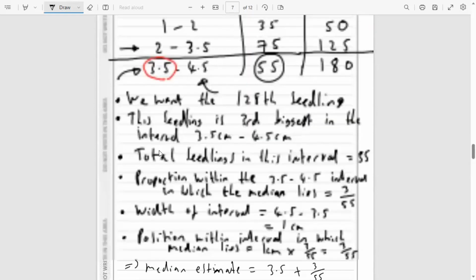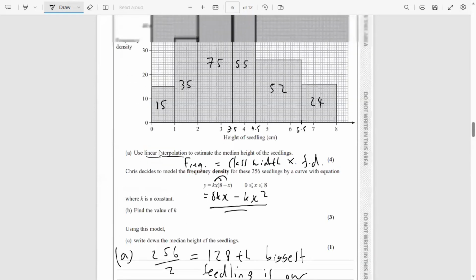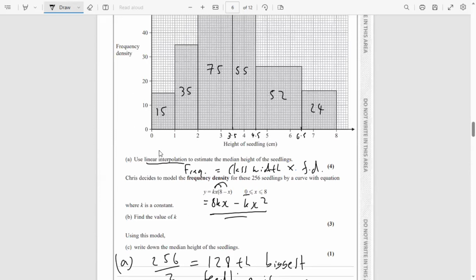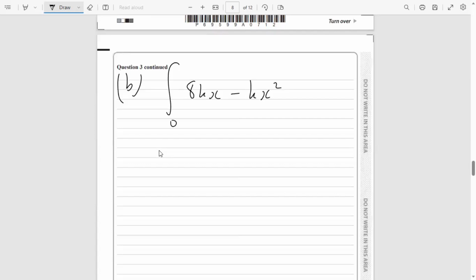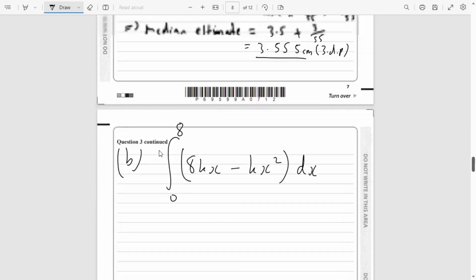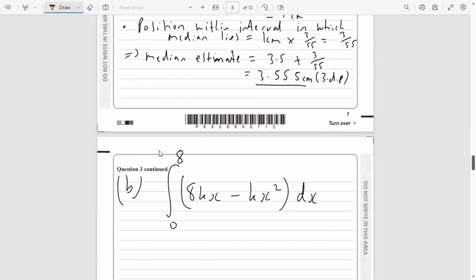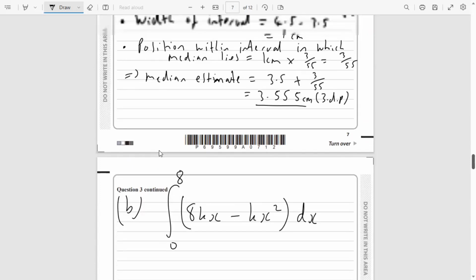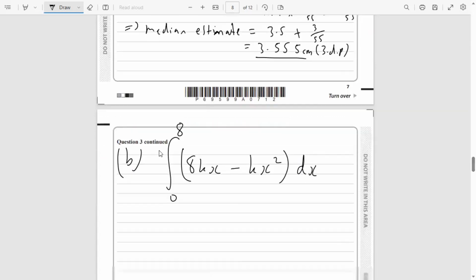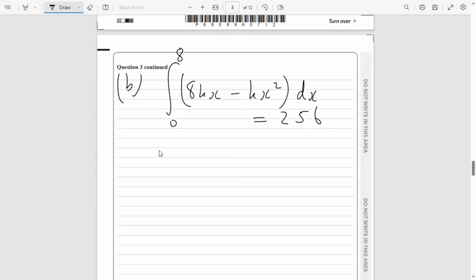And what are our limits of integration? Well, we've got seedlings between 0 centimeters and 8 centimeters. So we integrate from 0 to 8, with respect to x. Remember, the area under your histogram is your total frequency, so the area under this curve modeling the histogram needs to be the total frequency, which we know is 256. So now let's go ahead and do the integration.